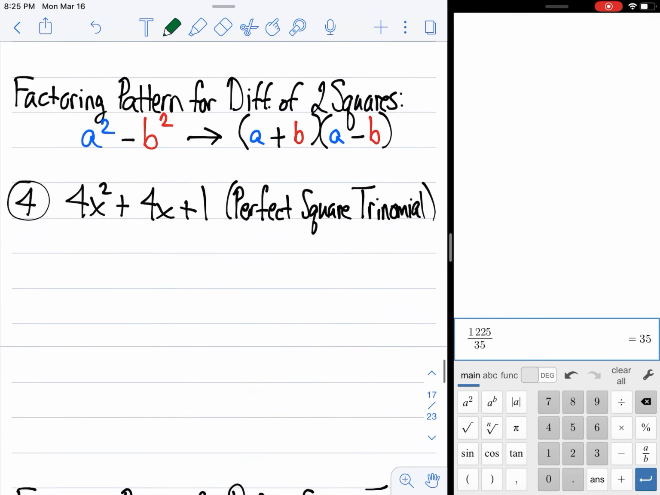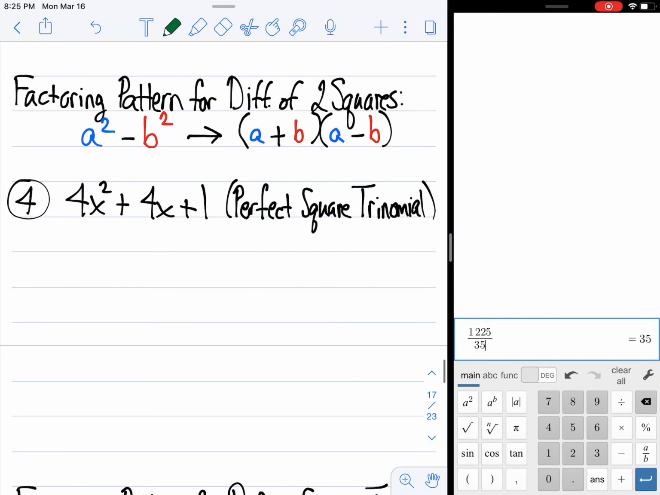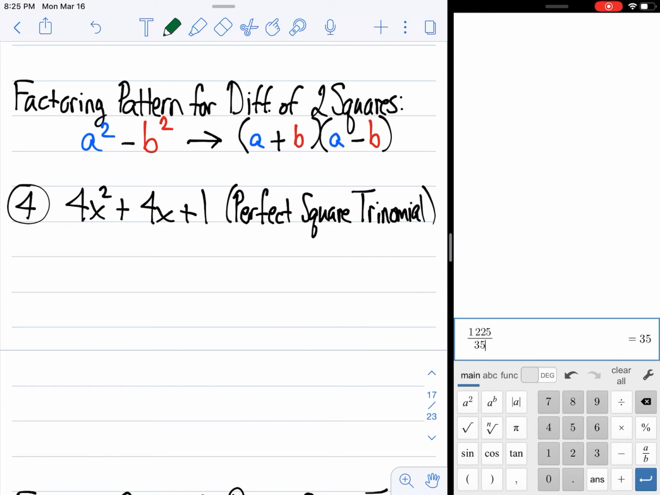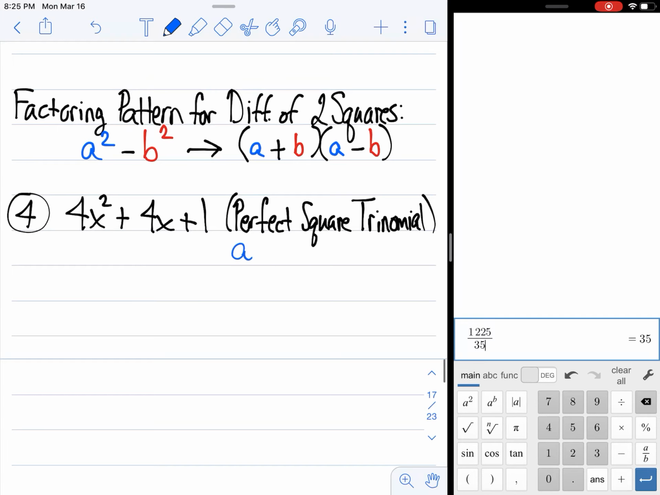Let's continue on to example 4. This is a perfect square trinomial. So again, it has a factoring pattern, and I'll show you those here in just a minute. But if you don't know it, that's okay. You can still factor it using the ABC method, which is how I'm going to show you how to factor it anyway. So let's get our ABC.